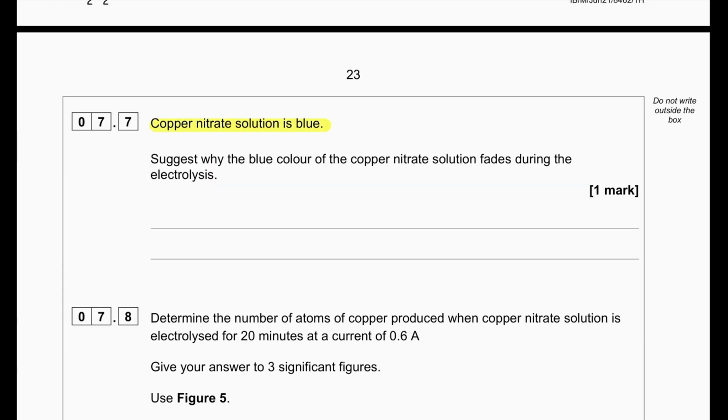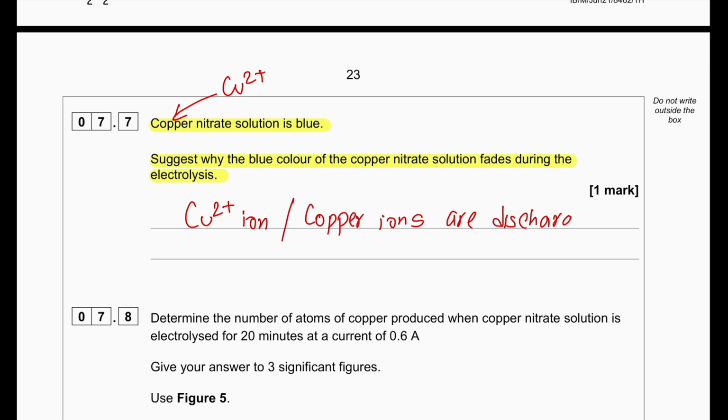Copper nitrate solution is blue. Suggest why the blue color of the copper nitrate solution fades during the electrolysis. The solution receives its blue color from the copper 2 plus ion. Since this particular electrolysis process removes the copper 2 plus ion, the color fades.